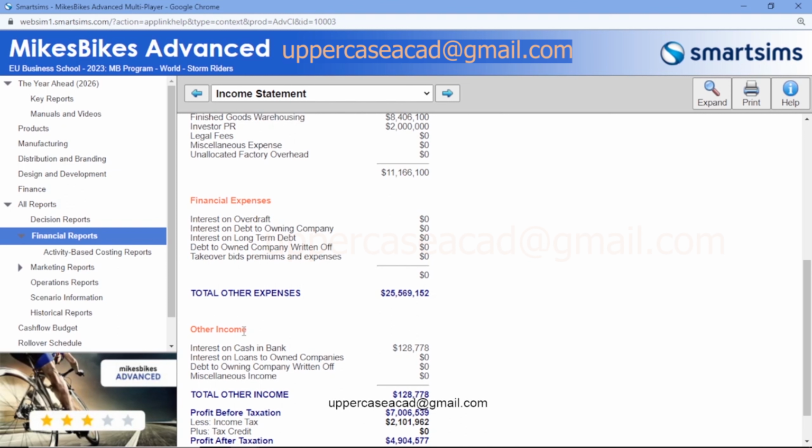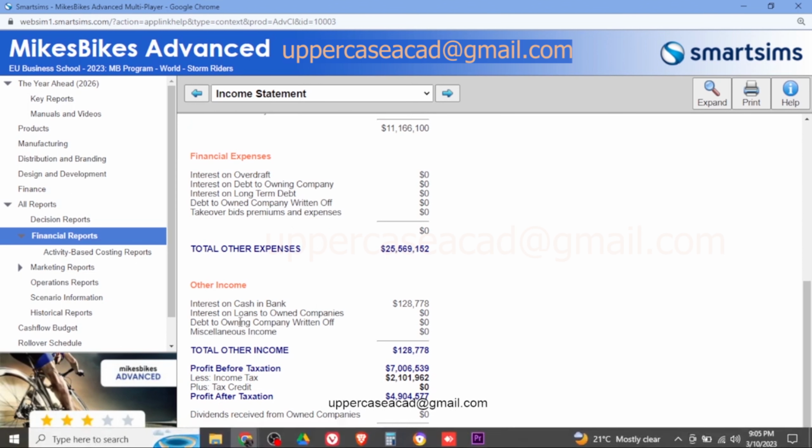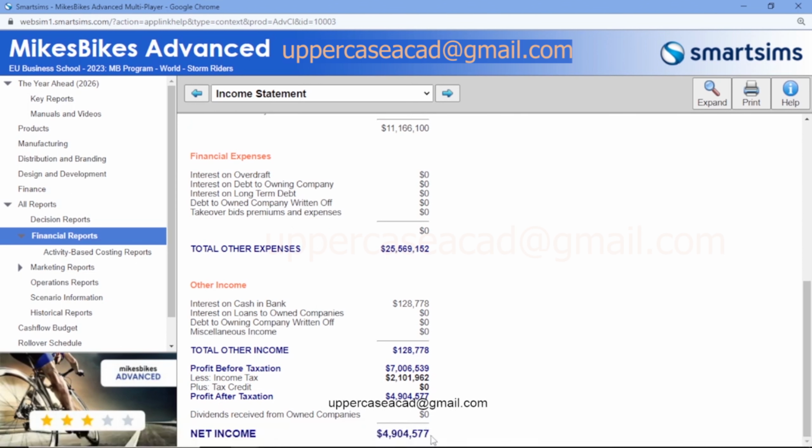Finally, we have the net income, which is the amount of money that you earn after you deduct all your expenses. As the game goes by, ensure that your net income is moving up. In this case, my net income is 4,904,577. So that's it. Let's move on to the next tip.